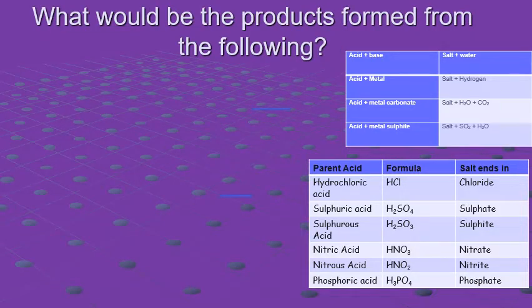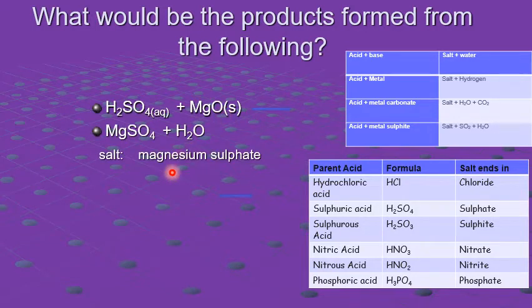So let's give the name of the products that are going to be formed from the following. We have sulfuric acid and magnesium oxide, and we need to see which category it's going to fall under. It's going to fall under which category? Acid and base. So acid and base should give us salt and water. So what's going to be the name of our salt? Remember, it takes the ending of the acid. So you're going to have the name of the metal followed by the ending of the acid, which is magnesium sulfate. Very good.